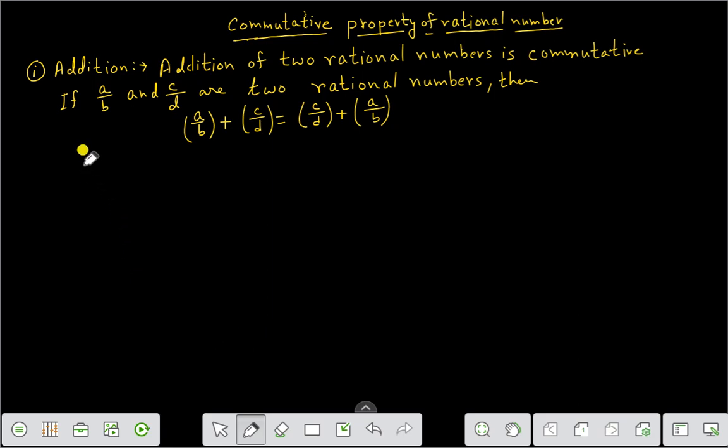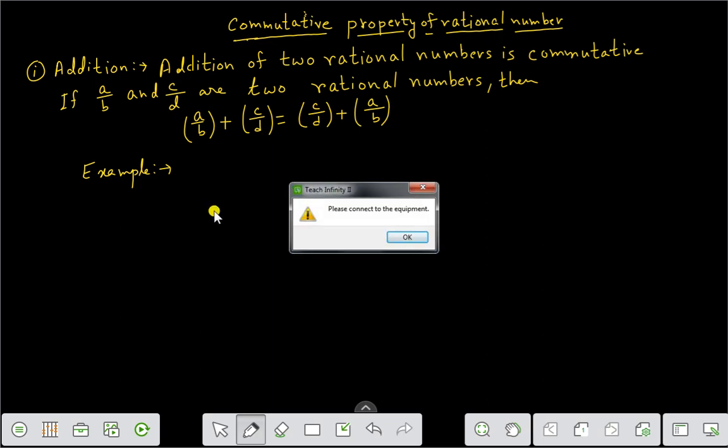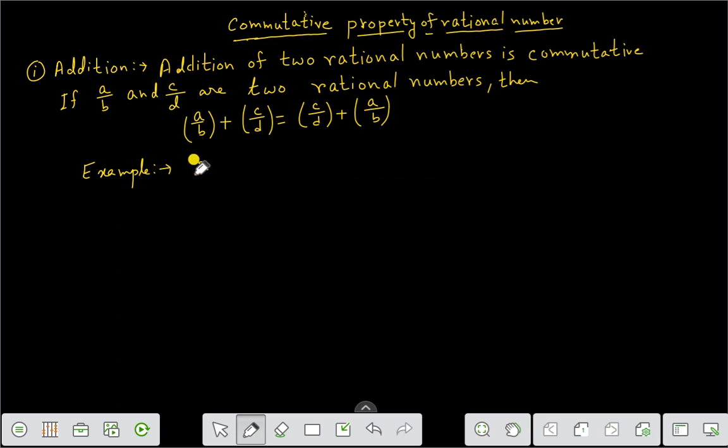For example, let us take one example. Suppose we take two rational numbers, that is 2 by 9 plus 4 by 9. If we add this, 2 plus 4 is 6 by 9, or it can be written as 2 by 3.